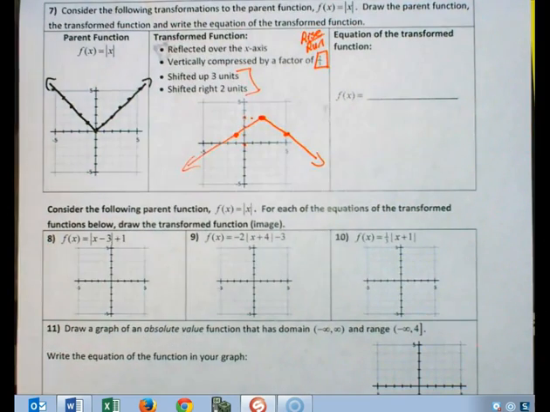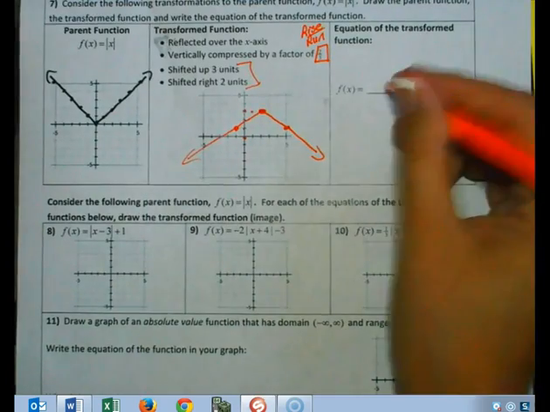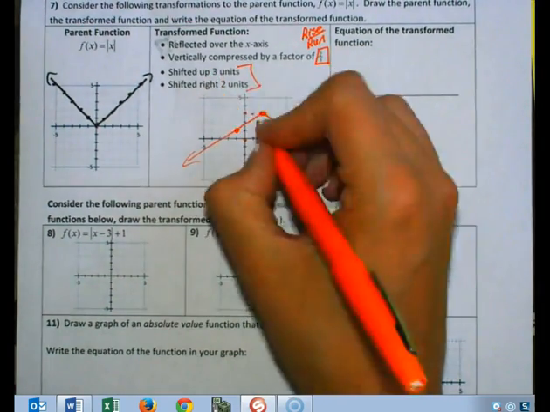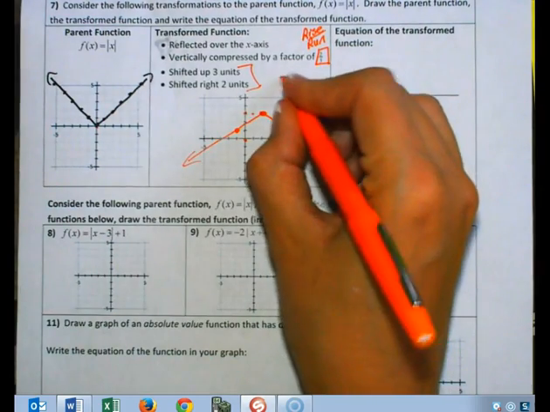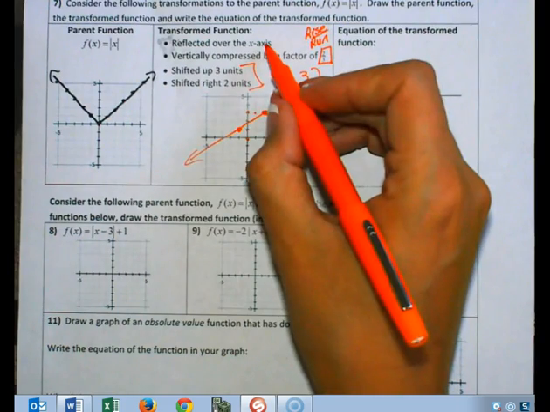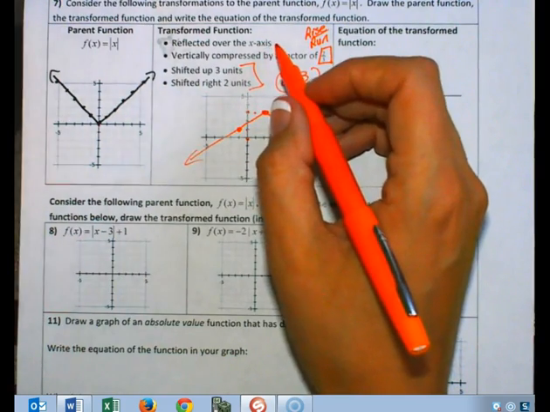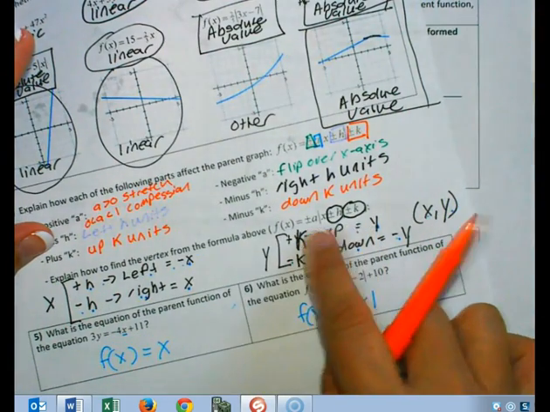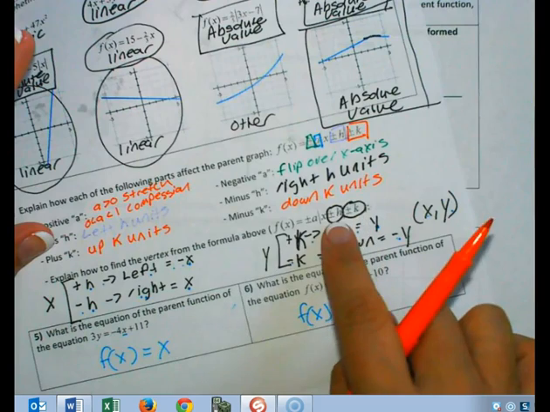Okay. Now, you can't put this into the calculator until you write out your equation. So notice that the vertex here is going to be 2, 3. Okay, I'm reflecting over the x-axis. So what you want to think about is what we talked about on this page right here. Where are all these transformations fitting into this formula?